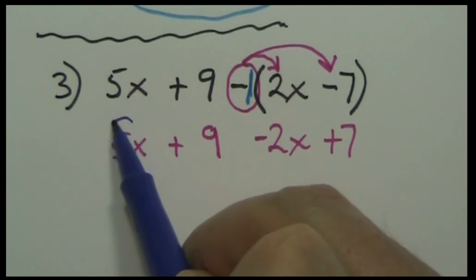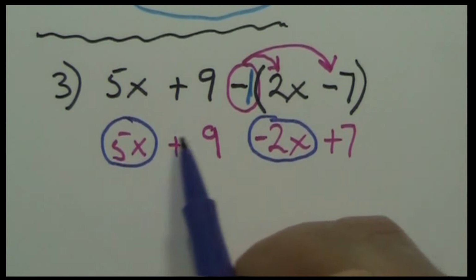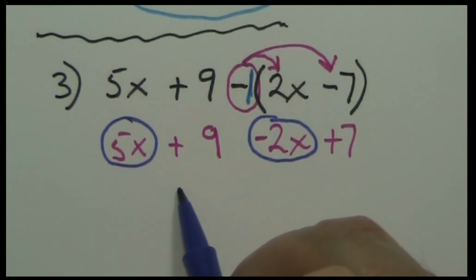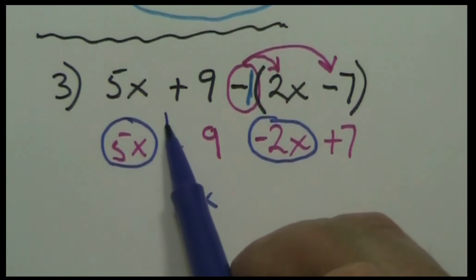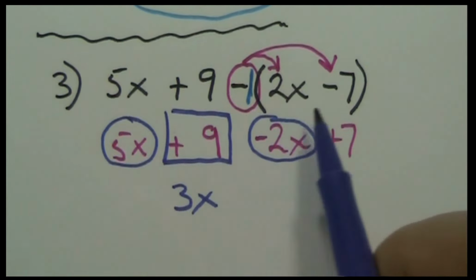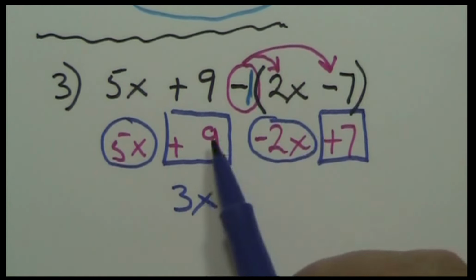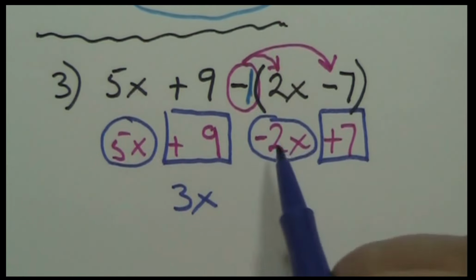So let's put together the x's. 5x and negative 2x. That's just 5 minus 2, which is 3x. And then I have positive 9 and positive 7. Oh, 9 and 7. That's just 16.